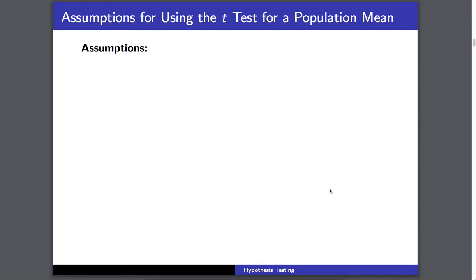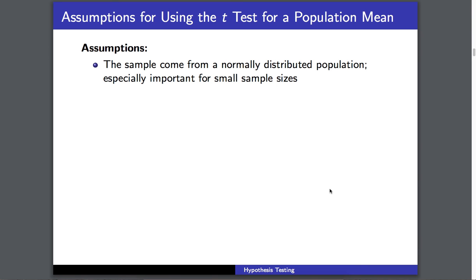All right, so the assumptions for using the t-test for a population mean are that our sample comes from a normally distributed population, and this is especially important for small sample sizes, so sample sizes less than 30. And that the sample is obtained randomly, so simple random sampling.